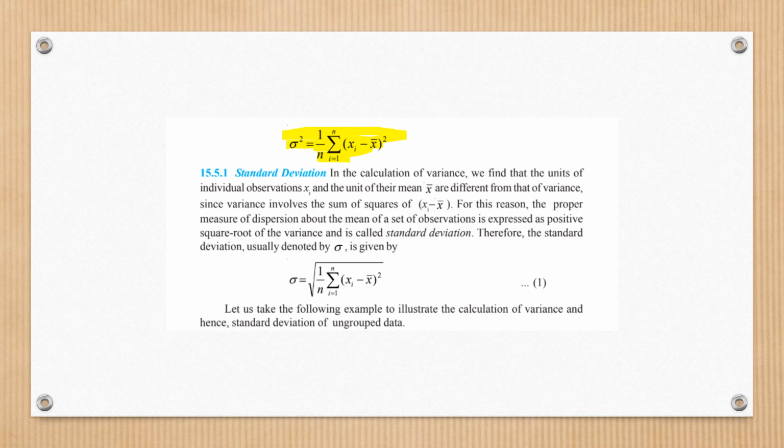And then there is standard deviation. In the calculation of variance, we find that the units of individual observations xi and the unit of mean x bar are different from the variance, since variance involves the sum of squares of xi minus x bar. For this reason, the proper measure of dispersion about the mean of a set of observations is expressed as the positive square root of variance, and this positive square root is called the standard deviation. You take the square root of this formula on both sides; it is denoted by sigma, because the square root of sigma square is sigma, and towards the right we put the square root sign.